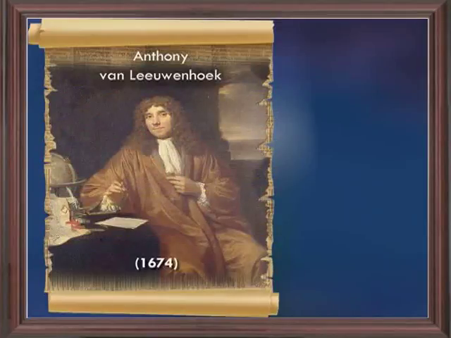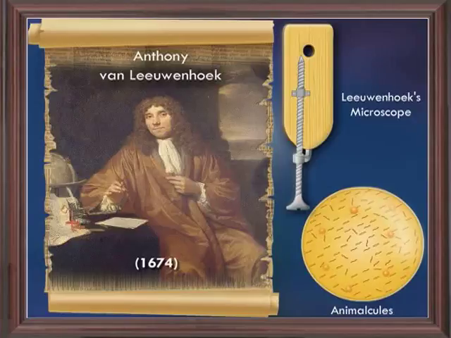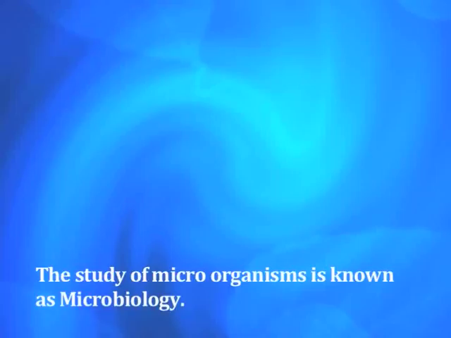Who is the person who discovered the existence of microorganisms? In the year 1674, Antony van Leeuwenhoek discovered the existence of microorganisms. The study of microorganisms is known as microbiology. Microorganisms may belong to plant or animal kingdom.